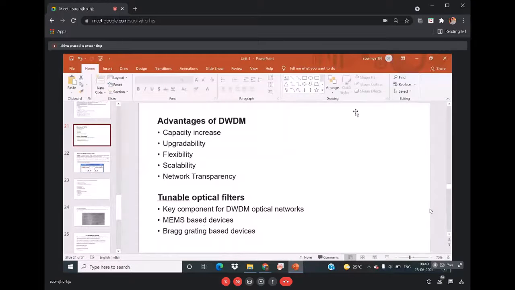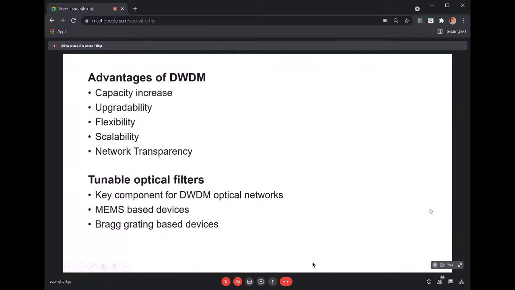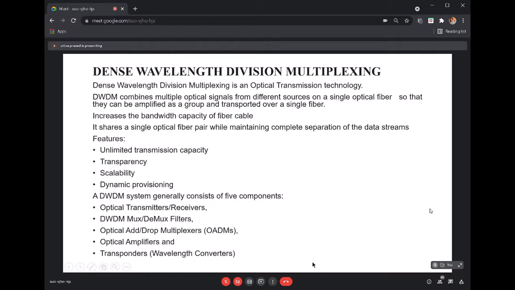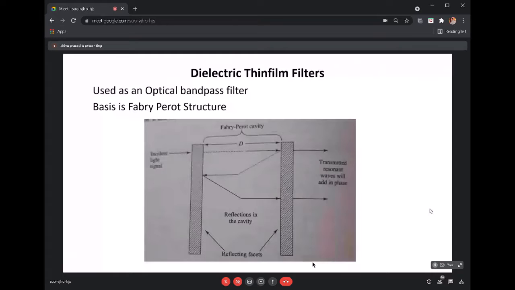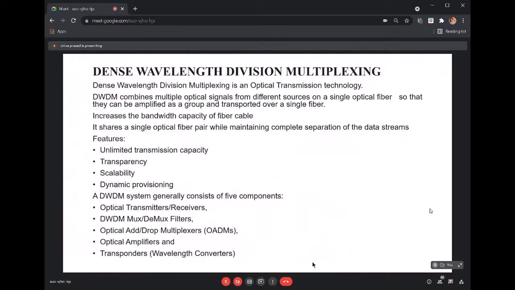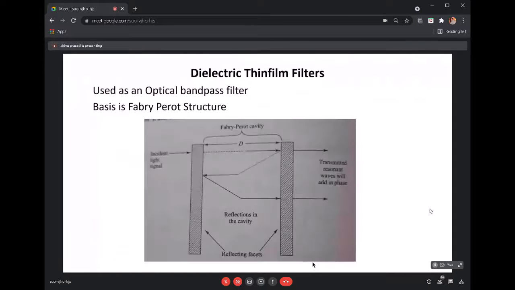Okay, my screen is visible, right? Yes, sir. Okay. So maybe in the last class, I think we have completed this DWDM, right? Yes, sir. Done, sir.